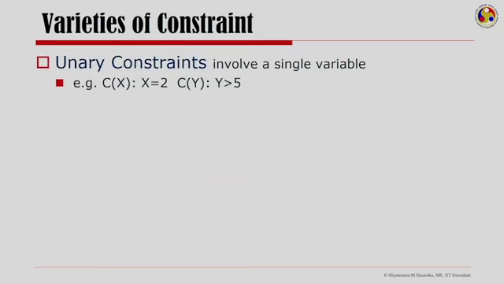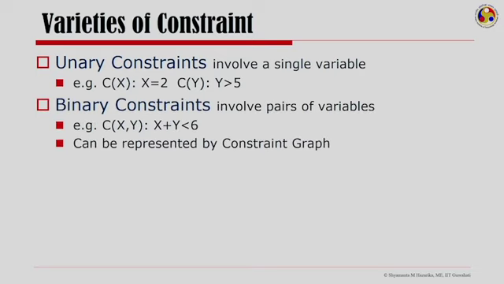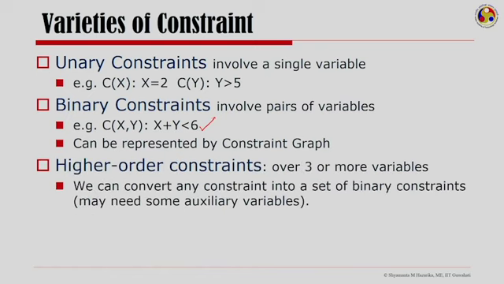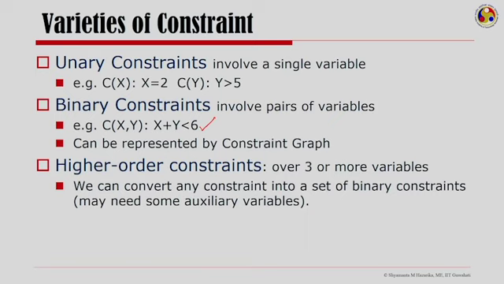We may have unary constraints, constraints that involve a single variable, or we may have binary constraints, constraints that involve a pair of variables. For example, here I have a constraint between x and y, and the sum of x plus y must be less than 6. Binary constraints can be represented by a constraint graph. Then we could have higher order constraints, constraints over 3 or more variables. Now, it is interesting to note that we can convert any constraint into a set of binary constraints. They may need some auxiliary variables to be introduced.